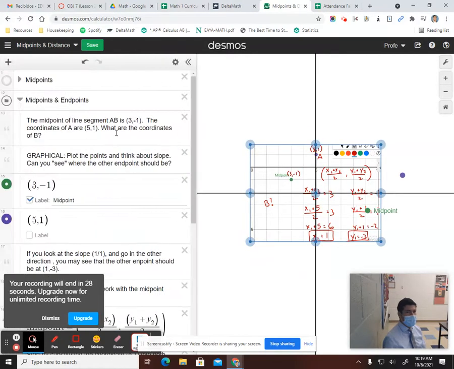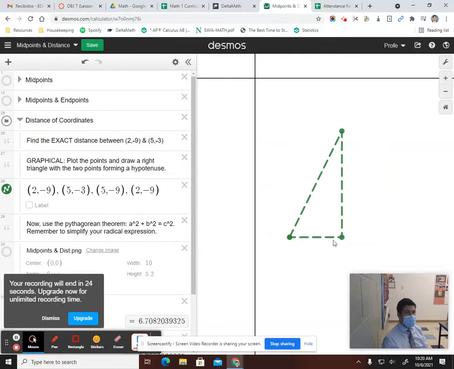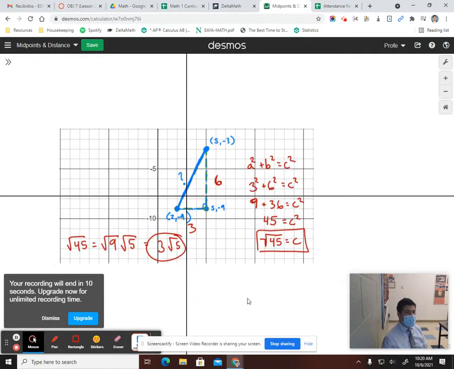And for my last 30 seconds, what if I wanted to find the distance between two points, (2, -9) and (5, -3)? The short way of doing this is to graph yourself a right triangle that connects the horizontal distance and the vertical distance. You can pause the video to view the calculations. In short, you're going to use the Pythagorean theorem: 3 squared plus 6 squared equals c squared. You end up with the square root of 45, which you simplify.